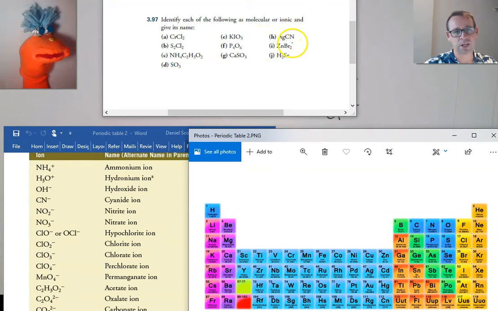Zinc is another example, and silver cyanide's ionic, right? Yeah. So let's go on to the next one. Zinc is another example of one that only has a +2 charge. So we don't need to call it zinc 2 bromide. This compound is just called zinc bromide.